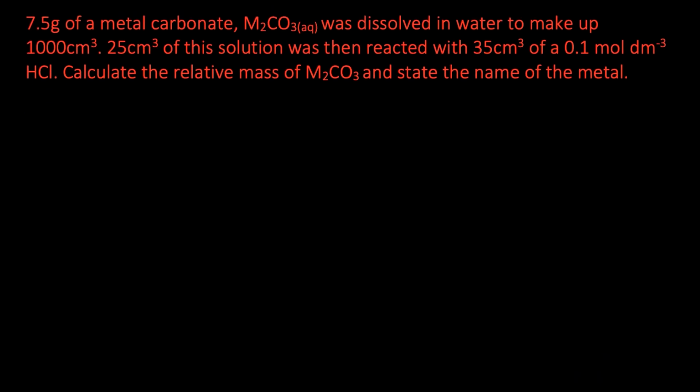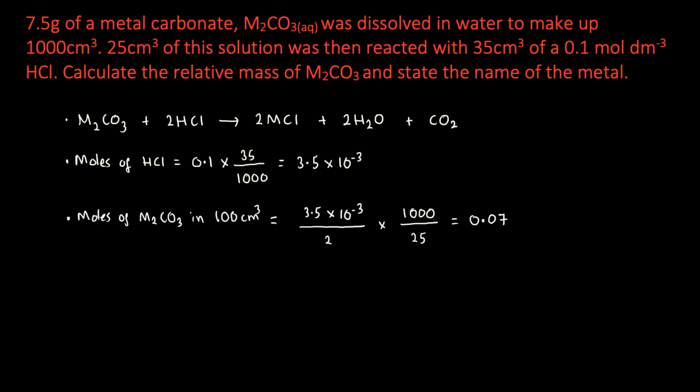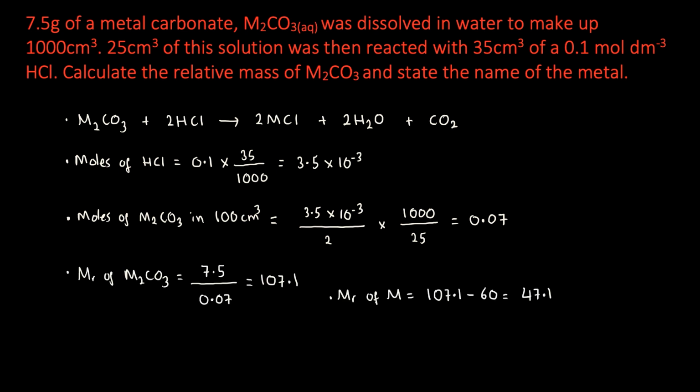Write down the balanced equation, calculate the moles of HCl, calculate the moles of the carbonate in 1000 cm cubed, calculate the relative mass of the carbonate, and the mass of M, and the relative mass of the metal, which gives us 23.5, so it must be sodium.